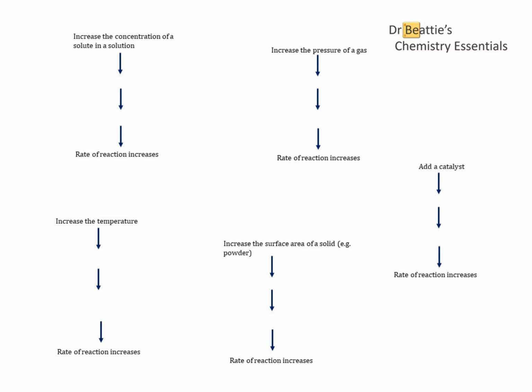So in all of these, you've got a cause that leads to an overall effect. And on the way there, we're going to have two little stop-offs in order to explain this. We're going to first of all comment on the particles, and then we're going to comment on how that effect on the particles has an effect on the collisions.